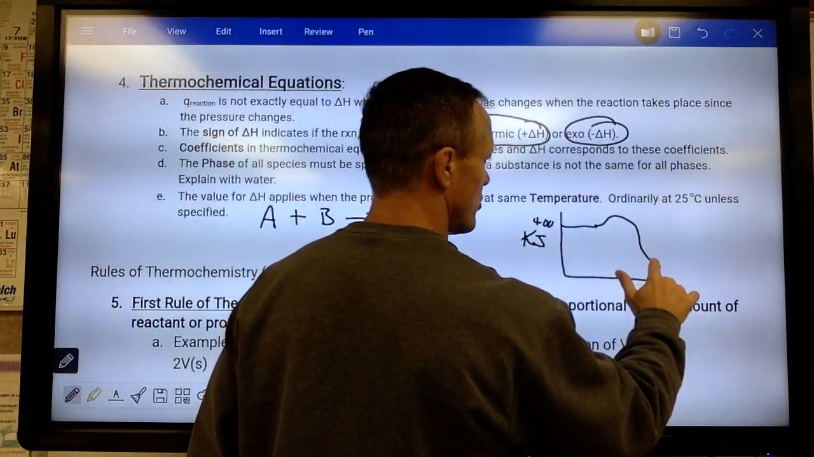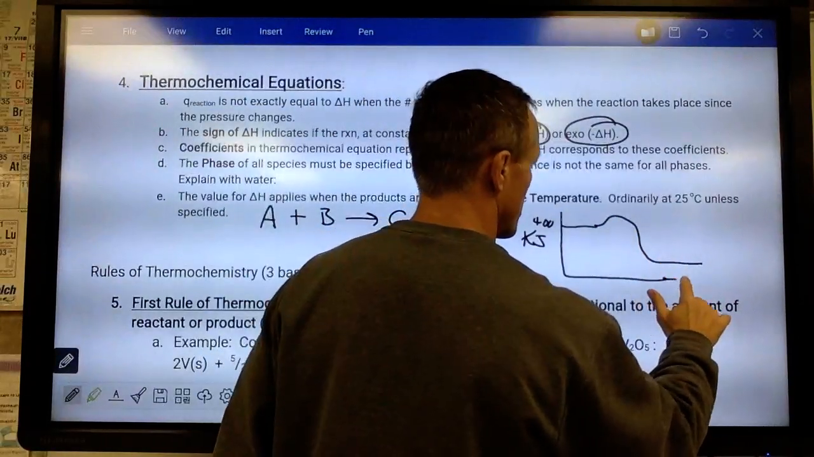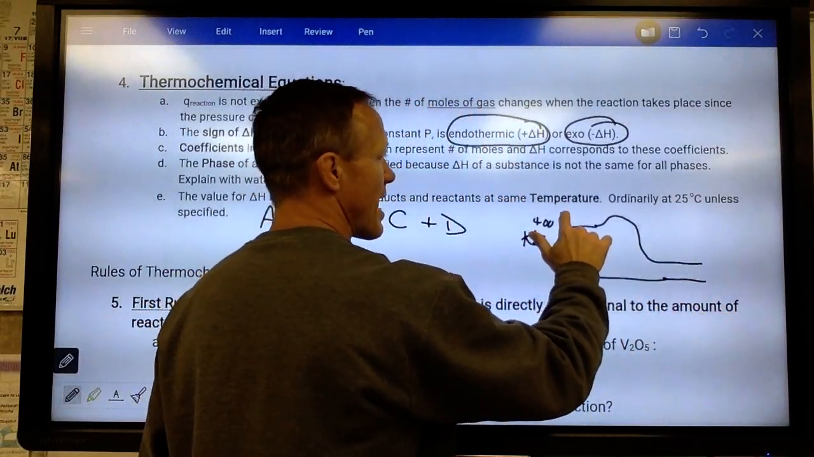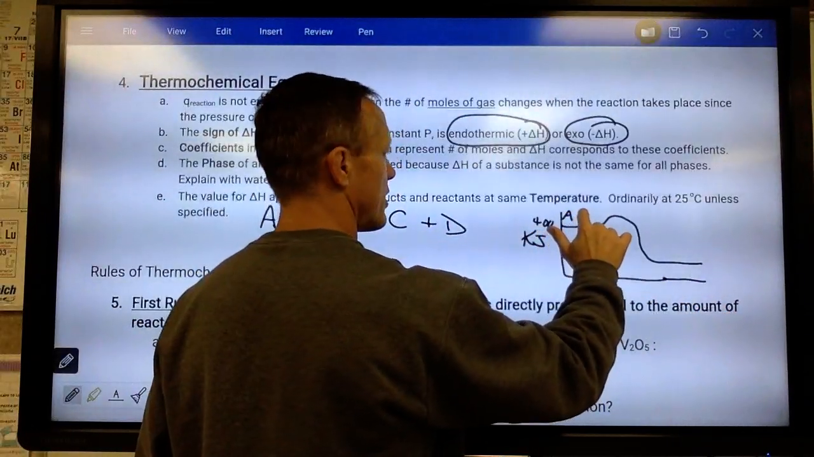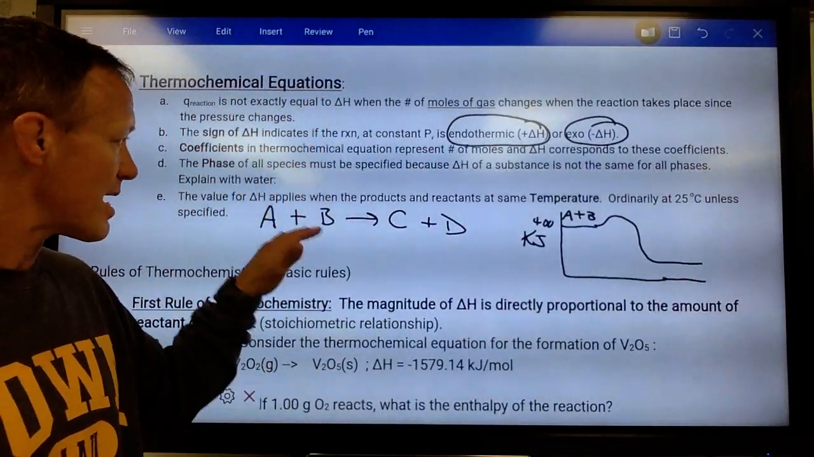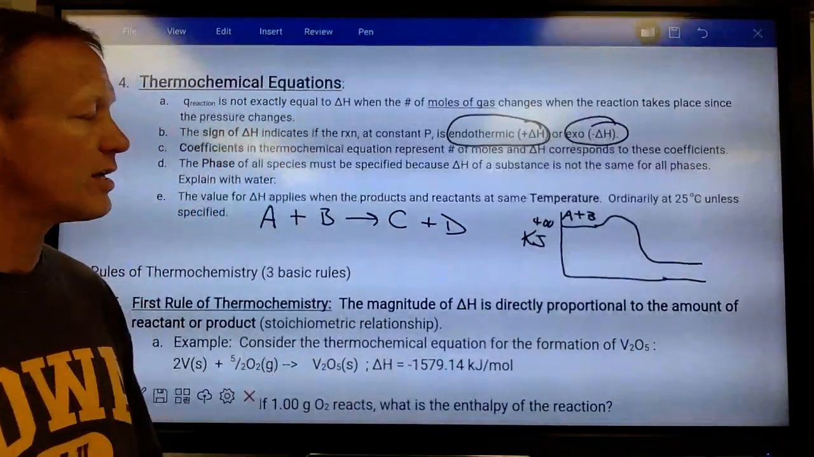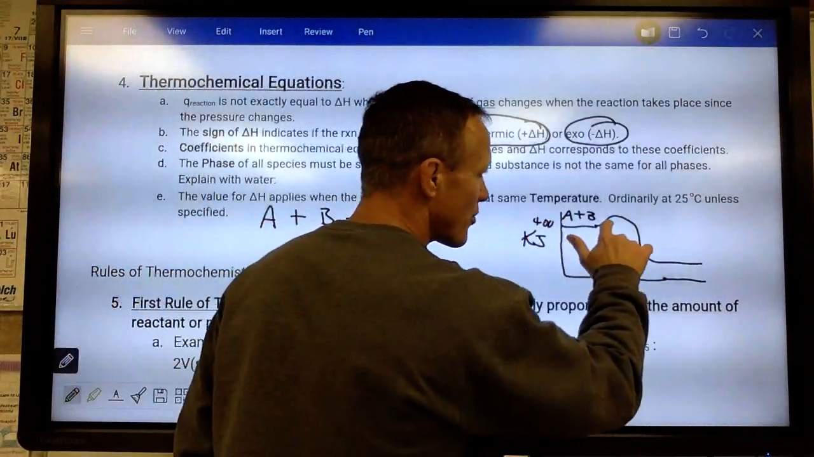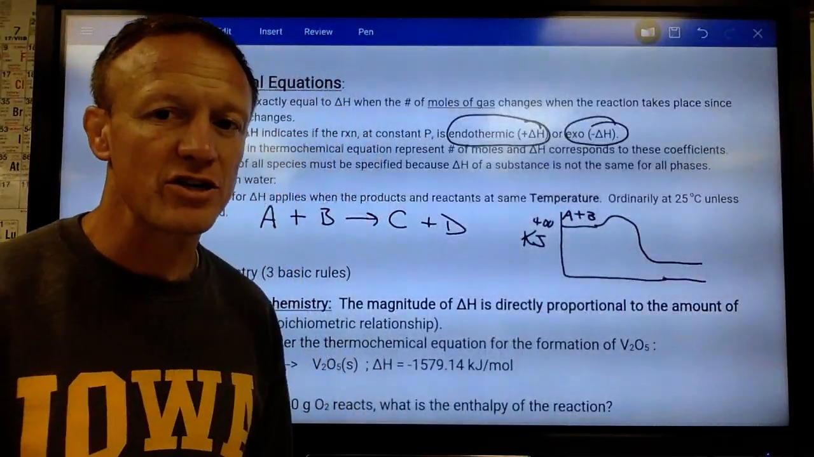The reaction goes. So these are our reactants. This is our A and our B, our reactants. That's how much energy they have. So they have 400 kilojoules of energy. This little hump right here we'll talk about at some point in time. That's called the activation energy of the reaction.